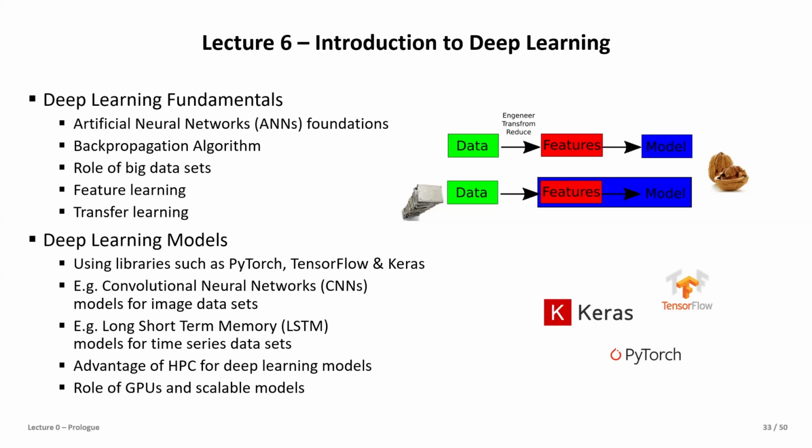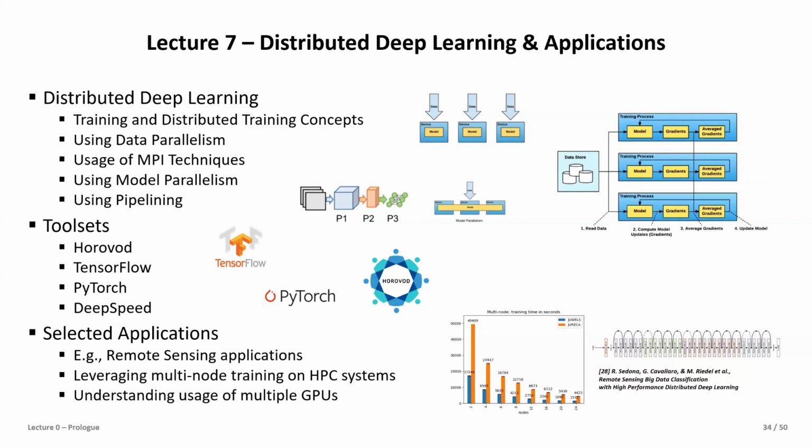Hence, we talk about some of these models, like convolutional neural networks, and long short-term memory for time series, while others are for images. We will also talk about the HPC advantage a little bit in training these deep learning models, essentially from the basics. But then lecture 7 really goes into much more detail on why HPC is really, really important.